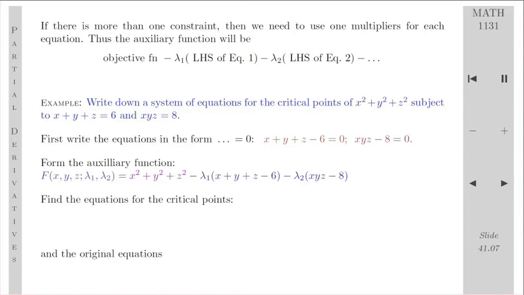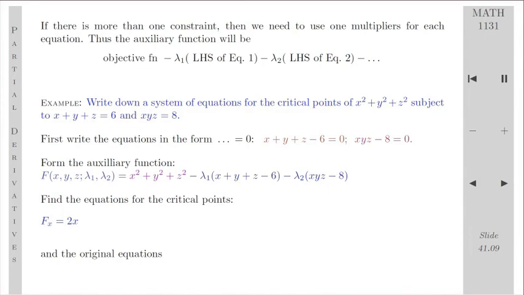So take the partial derivatives with respect to the original variables x, y, and z. So let's find the partial derivative of the auxiliary function with respect to x. Remember that we'll be treating y, z, lambda 1, and lambda 2 as constants. The first term is x squared, its partial derivative with respect to x is 2x. The second term is y squared, it does not have an x in it, so the partial derivative is 0. Same goes for the third term, z squared.